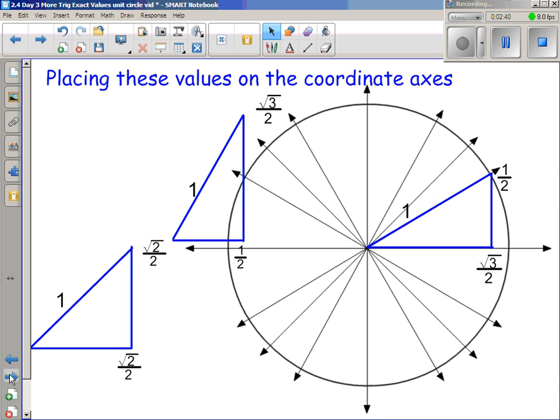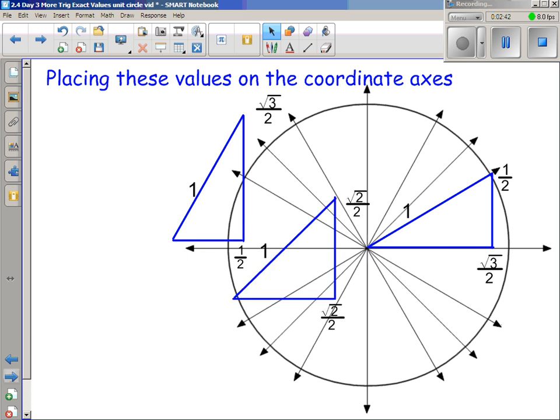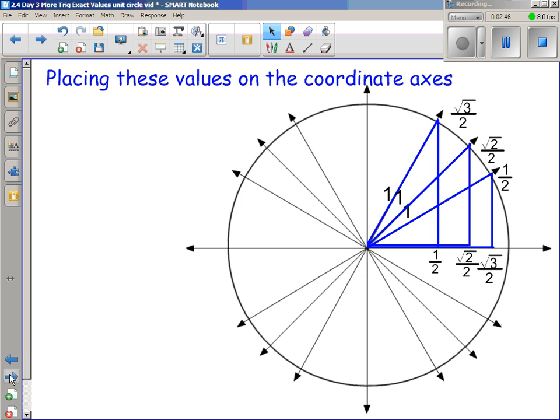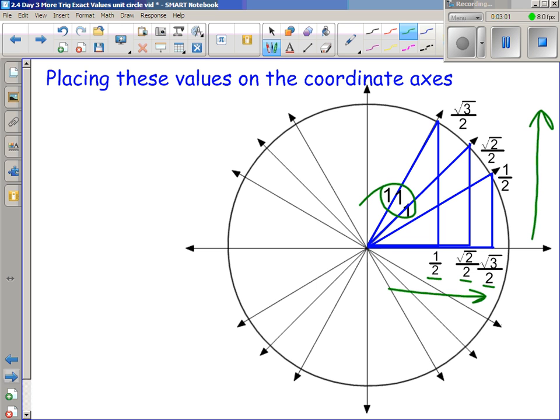So if we take these values and place them out here on the coordinate axes, you'll see that all these values for cosine, when we divide by 1, we just get these values that are listed here. Those become our x-coordinates. Likewise, these values on the right, the vertical, become our y-coordinates, and they're just the sine values. So we don't even have to do a ratio anymore. We know those coordinates.